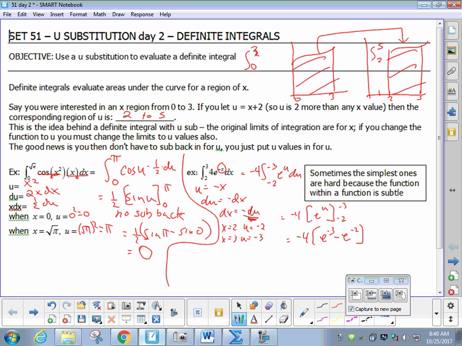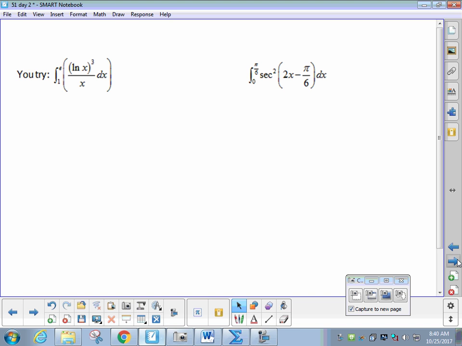You're getting that feel. You make your sub, but you change the limits of integration, and you don't sub back. Try those two below, and let's see how this is going. I will be walking around, and I'll be happy to help you if you have questions.